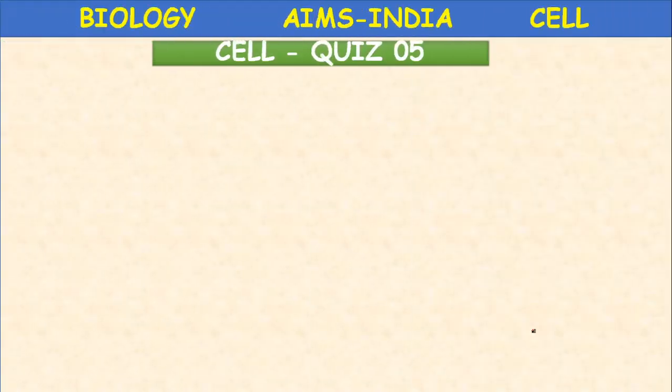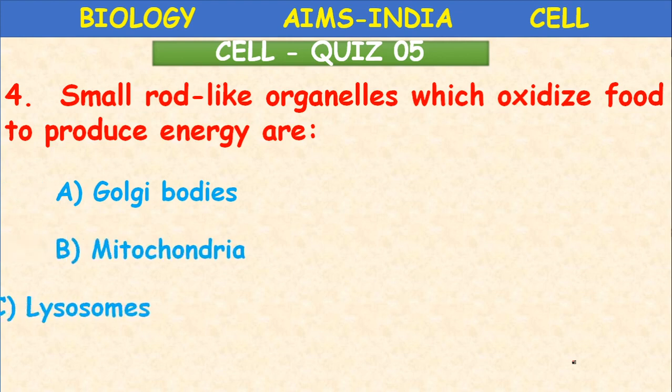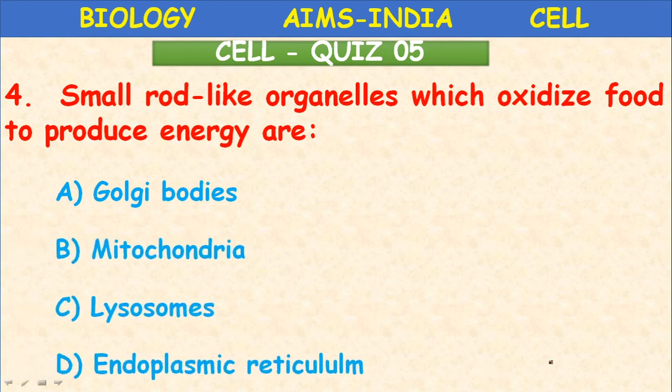Next question. Small rod-like structures which oxidize food to produce energy are called Golgi bodies, mitochondria, lysosomes, endoplasmic reticulum. Small rod-like organelles which oxidize the food to produce energy. Okay. Yes, what is the answer?